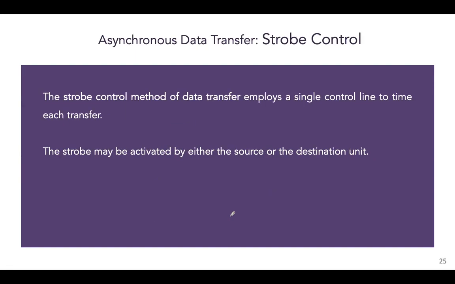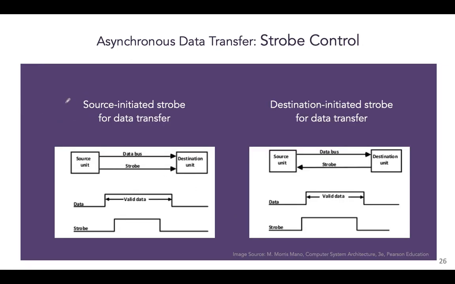So first, strobe control. The strobe control method of data transfer employs a single control line to time each transfer. The strobe may be activated by either the source or the destination unit. This is what a source-initiated data transfer looks like, and this is what a destination-initiated strobe transfer looks like. Say we have two units. This is the source, the one that is going to send the data, and this is the destination unit, the one that is going to receive the data. We have a data bus between the source and the destination unit, and we have an additional control line known as the strobe control line.